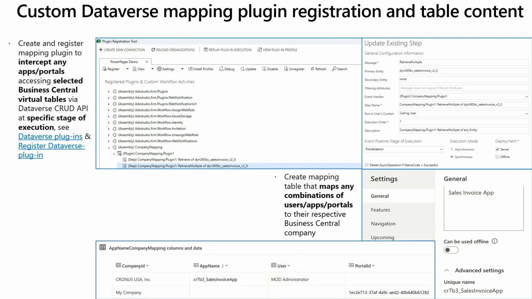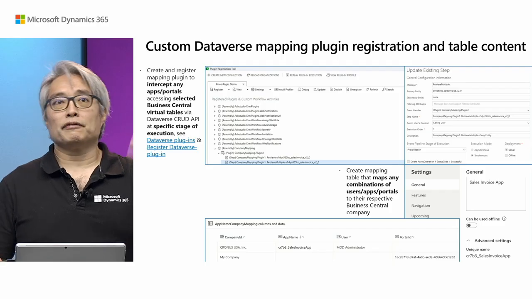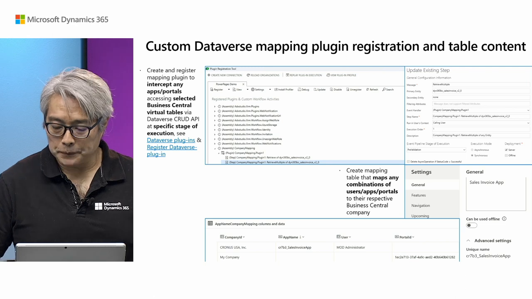And then in the mapping table, you can create an entry. In this case, CR7B3 sales invoice app, and whenever the user is mod administrator, you want to always use Kronos USA. So you can actually make any combination of user and Power App and use many different companies.